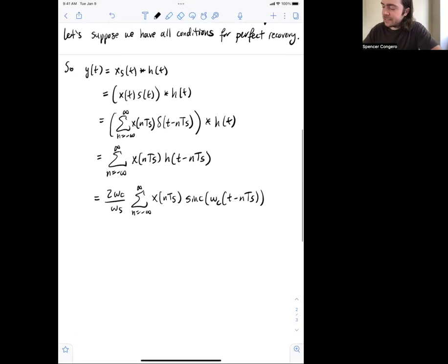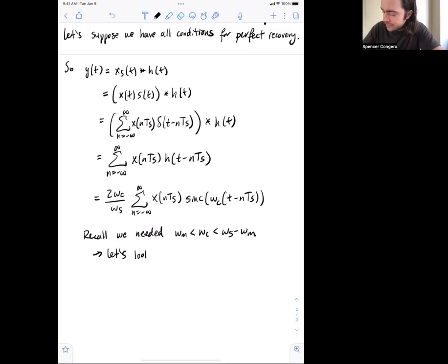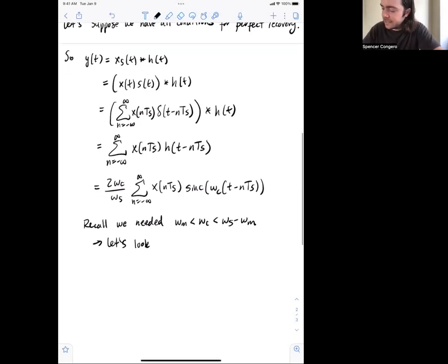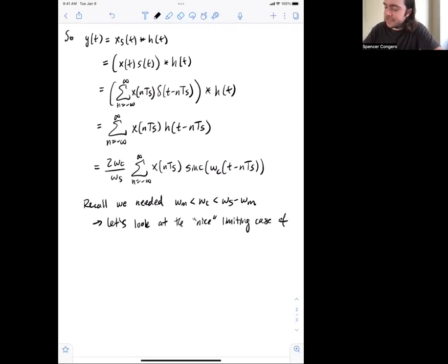And now I want to look at a specific special case of this. Let's recall real quick: what did we need for that omega sub c? We just needed it to be in that gap between the triangles, if you recall from the last video, which meant we needed that condition to be true. And just for the purposes of this video, because it's going to turn out nice in the end, let's look at the limiting case of when all those inequalities are actually equalities. It's sort of a limiting case, but let's look at it anyway.